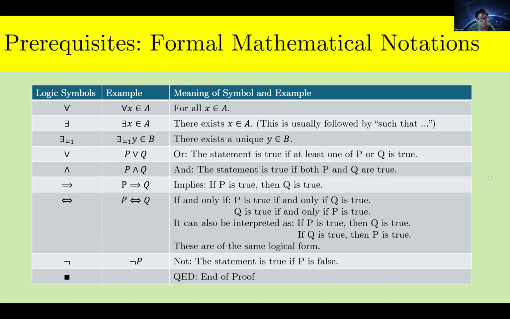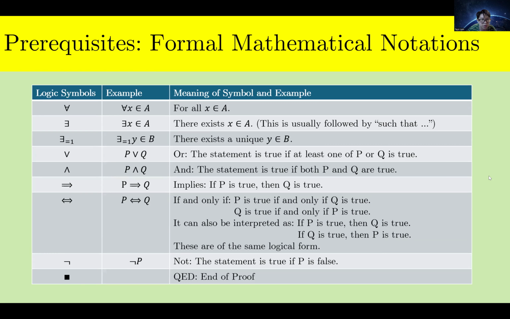The next ones are implies and if and only if. Implies just means if P is true, then Q is true. It's the same logical form as saying if Q is false, then P is also false. But you can't say it otherwise, like if Q is true, then P is true. It's not deduced this way, like it's deduced in the if and only if.